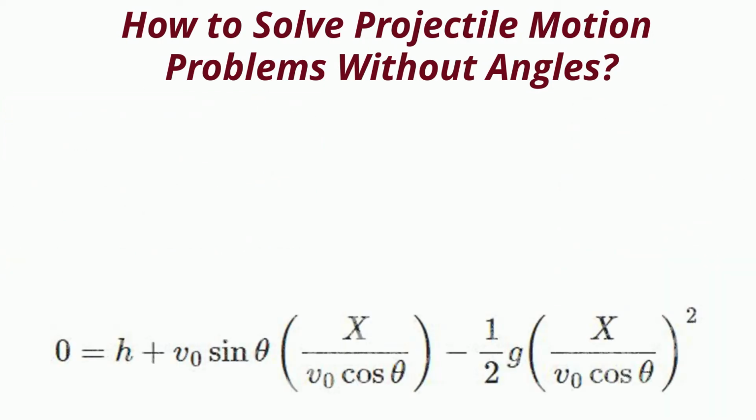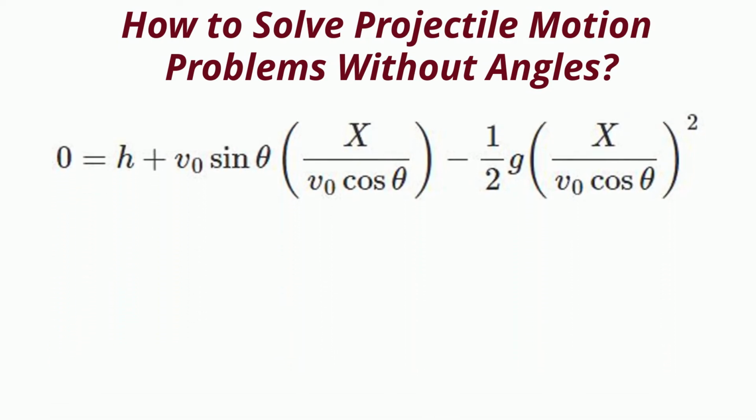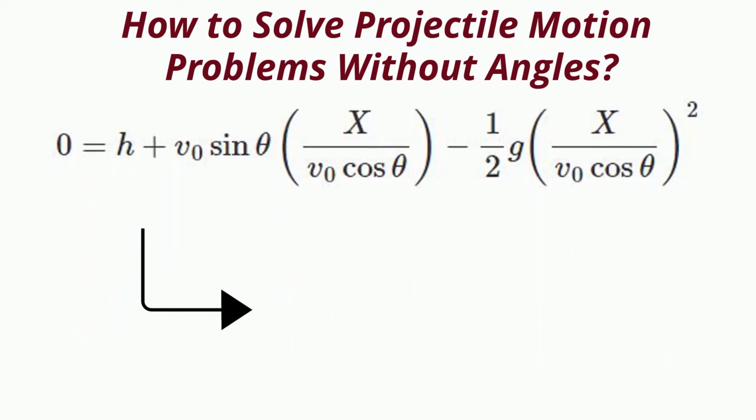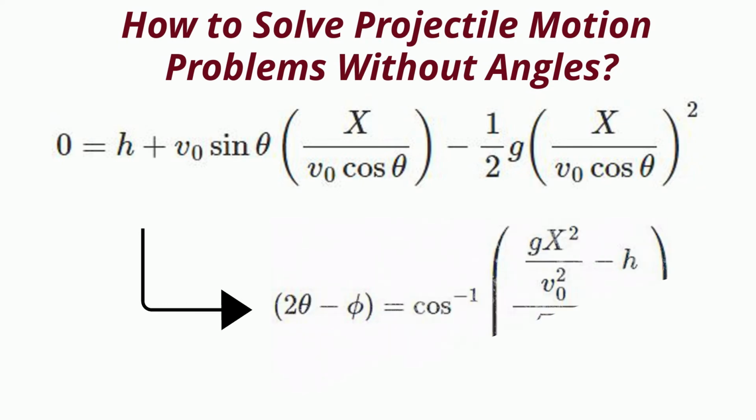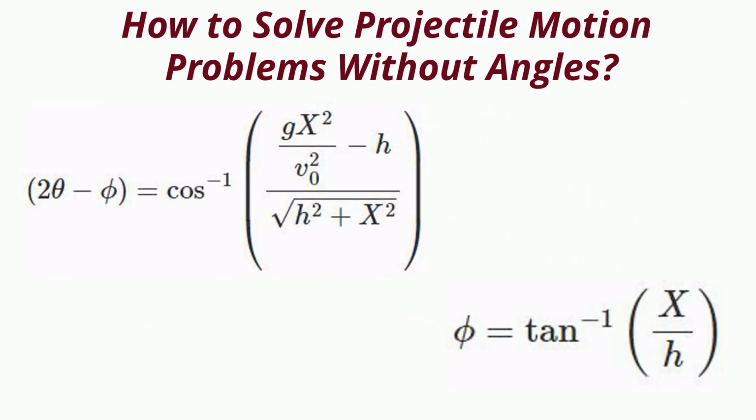Simplifying this equation is even tougher and a longer process than the former equation, as we have more than one variable in this equation. For now, let's not get into the simplifying process and head directly towards the final formula. Thus, the final formula that we have now is this, where phi is equal to tan inverse x by h.